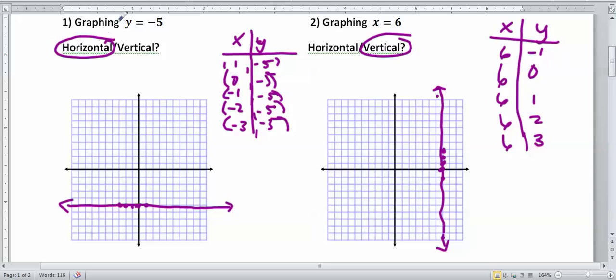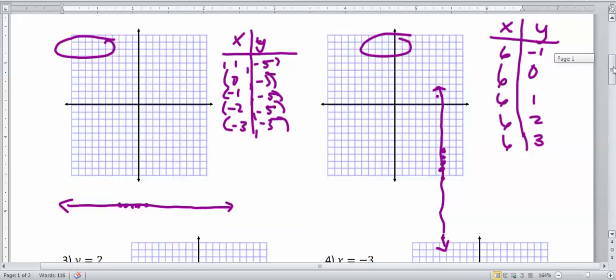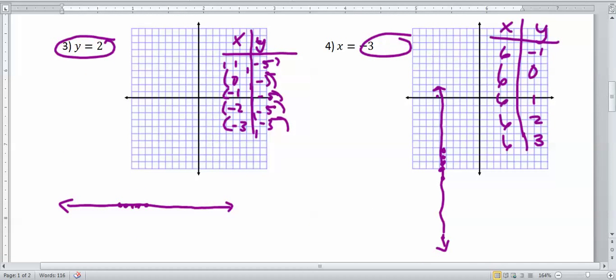Okay. So pause the video real quick. I want you guys to try number 3 and number 4. See what lines you come up with for y equals 2 and x equals -3.